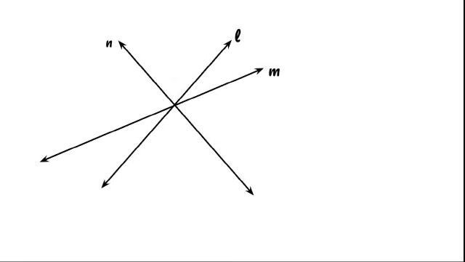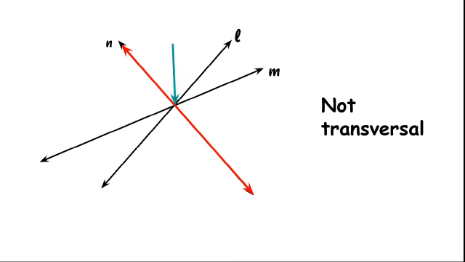Now let us observe one more set of lines. In this case, line N is not a transversal because it intersects line L and line M at a common point. What is the meaning of transversal? It must intersect the two different lines at two different points, but it intersects at a common point. So in this case, line N is not a transversal.